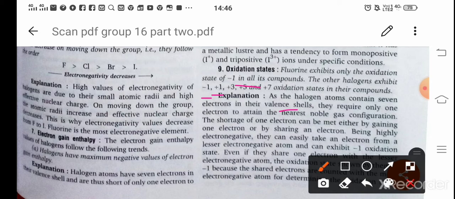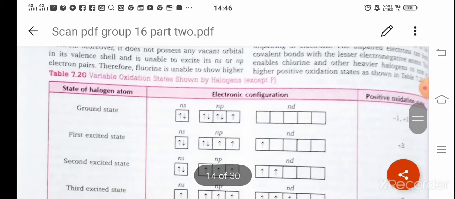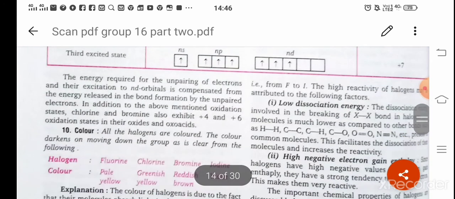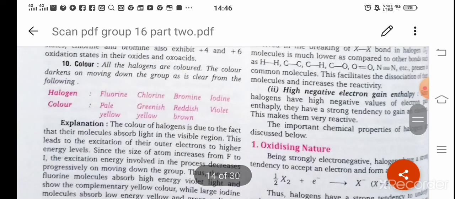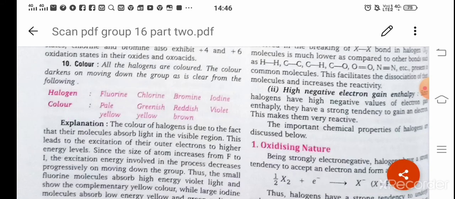The other elements of group 17 show oxidation states from +1 to +7, but the stability of the higher oxidation states decreases down the group due to the inert pair effect. Variable oxidation state depends on the excited state also. All the halogens are colored because electron excitation becomes easier moving down the group. So we can see the different colors due to the excitation of electrons in the outermost shell of halogens.